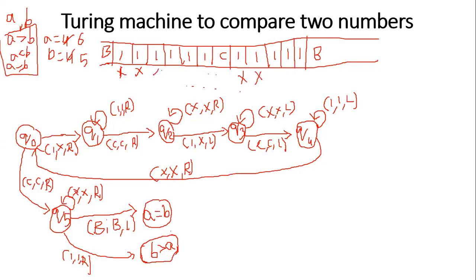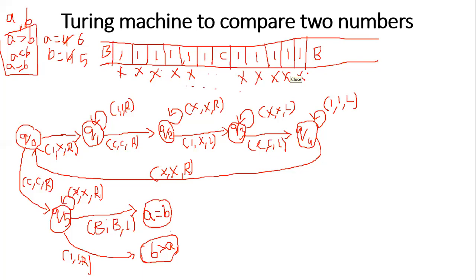Replace the third one with X and search for the match. Replace the fourth one with X and search for the match. Replace the fifth one with X and search for the match. So what is the condition? How can I say that A is greater than B? If there is no C immediately after it.